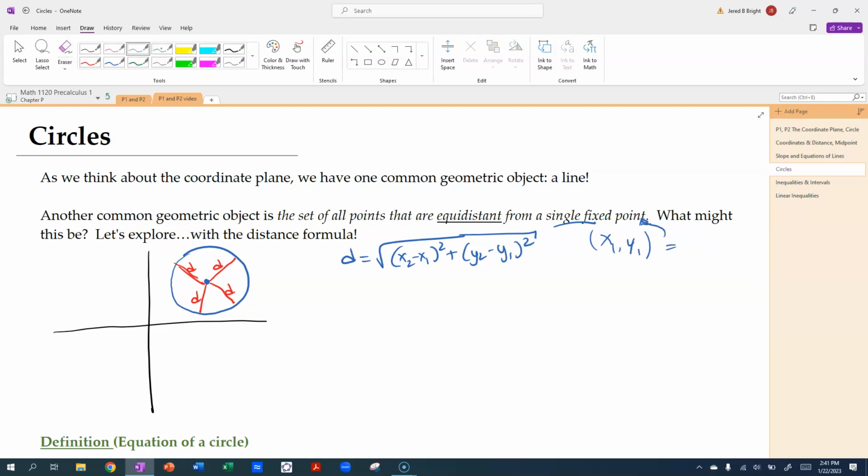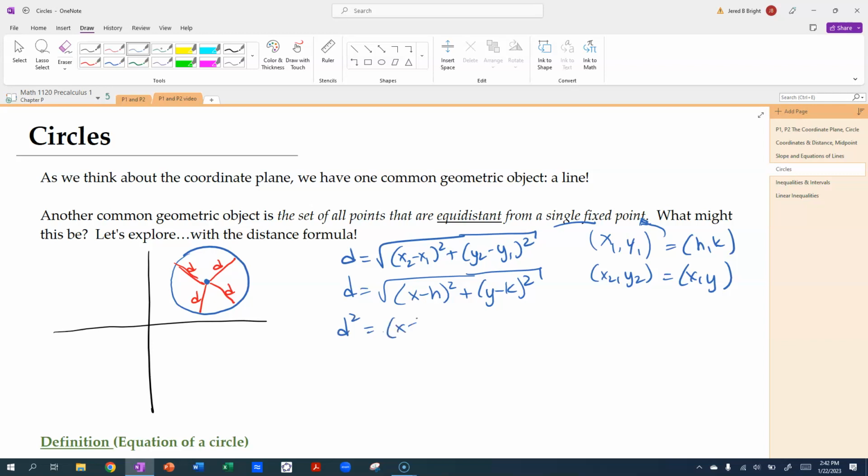For that purpose, I'm going to call this h, k. And then x2, y2 is any point that is equidistant, so it can be variable. I'm just going to use a general x, y. If I rearrange this, d is equal to the square root of x minus h squared plus y minus k squared. You can leave it like this, but it's nicer to get rid of the square root. So if you square both sides, you end up with d squared is equal to x minus h quantity squared plus y minus k quantity squared.